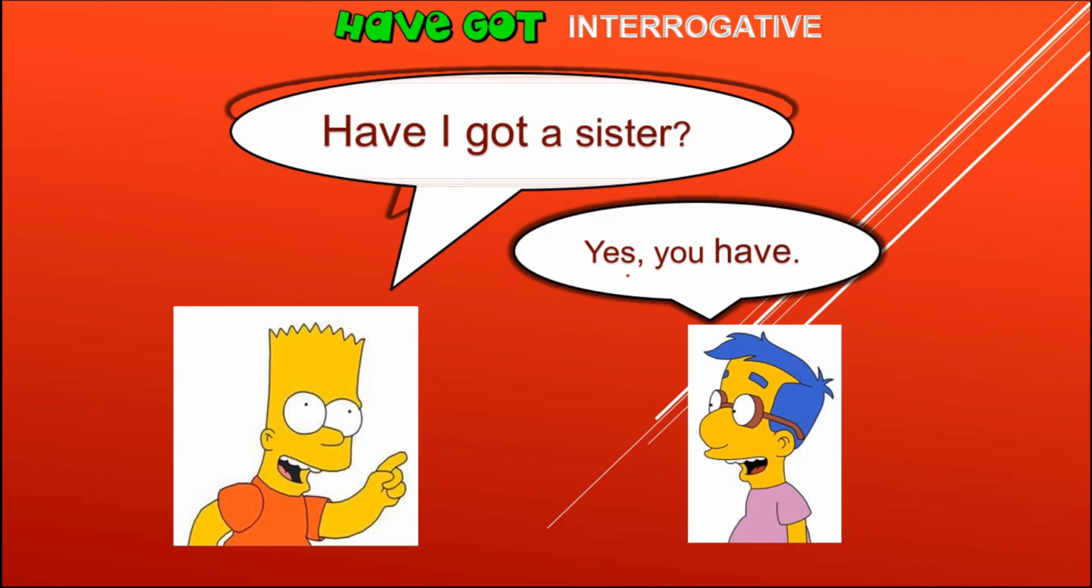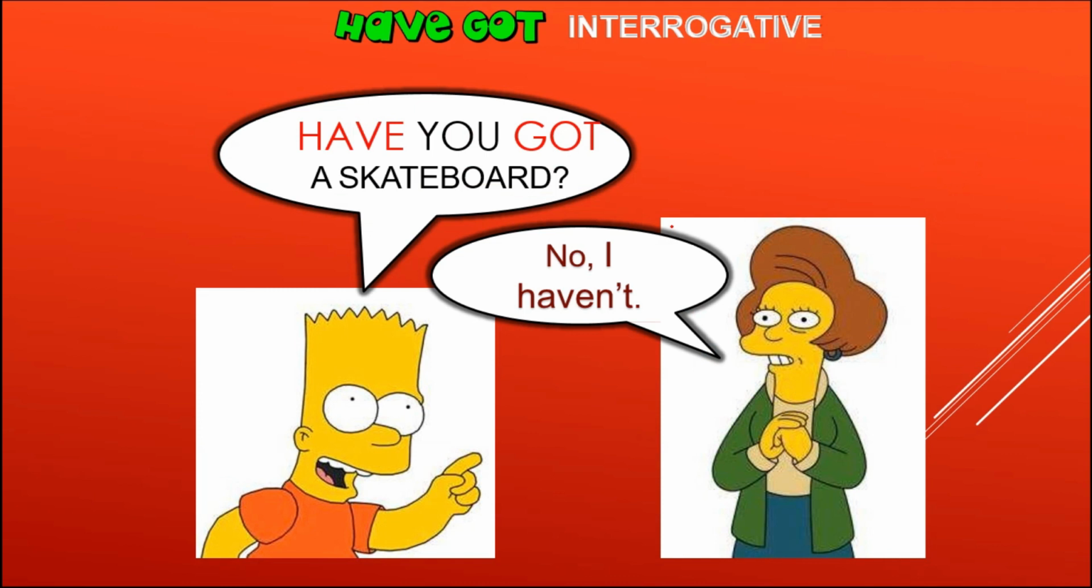Another, interrogative. Have I got a sister? Yeah, you have. It is a little bit strange question. Have I got a sister? Just to ask himself back. Another, they might answer, yes, you have. Have you got a skateboard? No, I haven't. This is the answer. Have you got a skateboard? And no, I haven't. So it's a short answer, like no, I haven't.